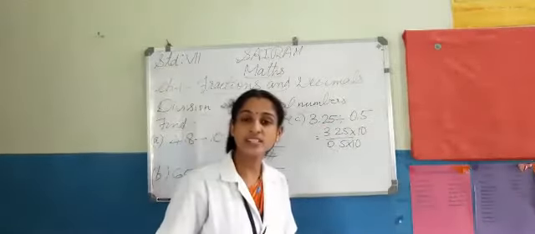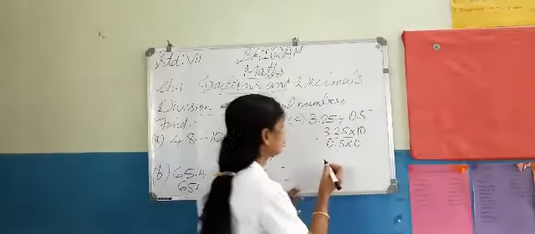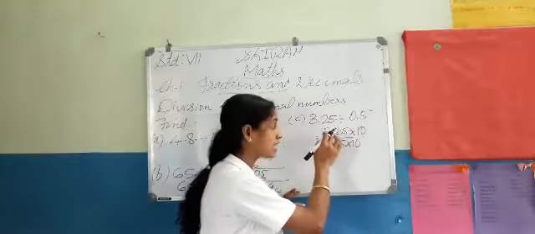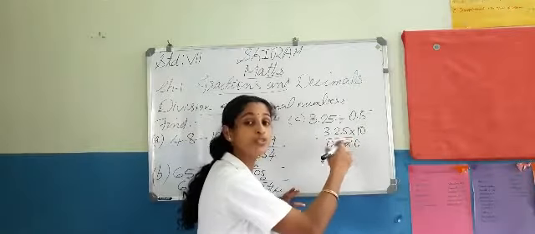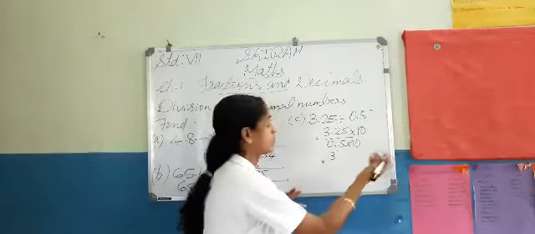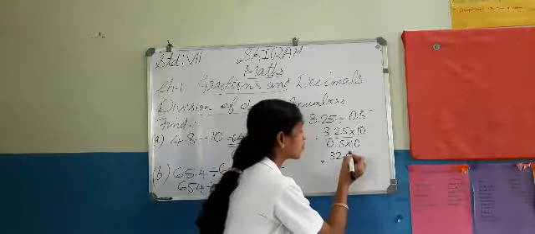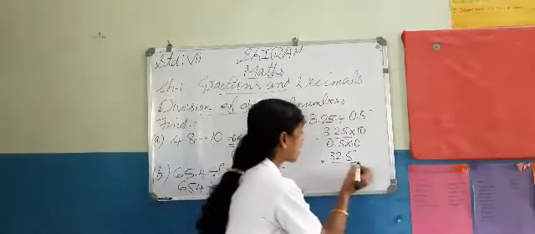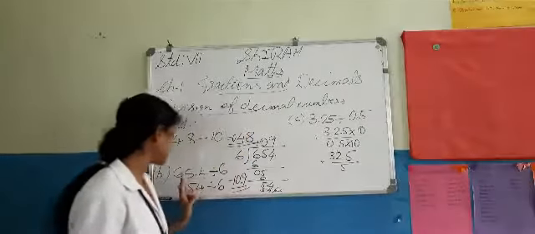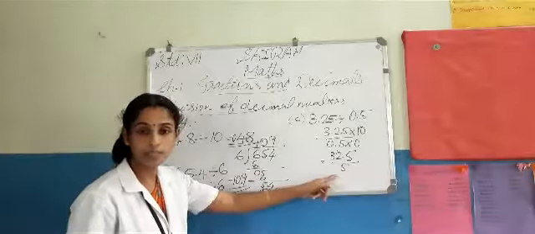Before we did it like this. Yes, otherwise its value will be changed. Then when we multiply a decimal number by 10, the decimal point moves to the right. Then we get 32.5 divided by 5. Here we get the form of a decimal number divided by a whole number.